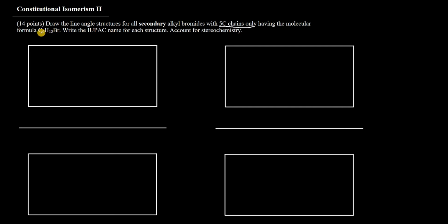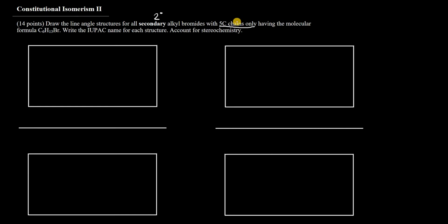Immediately, there are 2 important things to note. Secondary is in reference to the carbon in which the halide is bound. So the bromine needs to be bound to a carbon that's bound to 2 other carbons. That makes it secondary. 5 carbon chains only means the longest carbon chain in our compounds will be pentane.